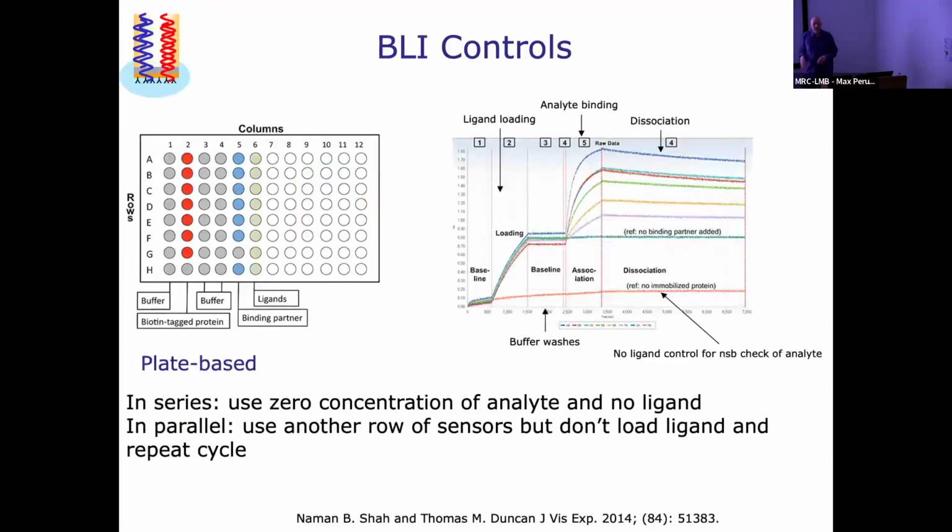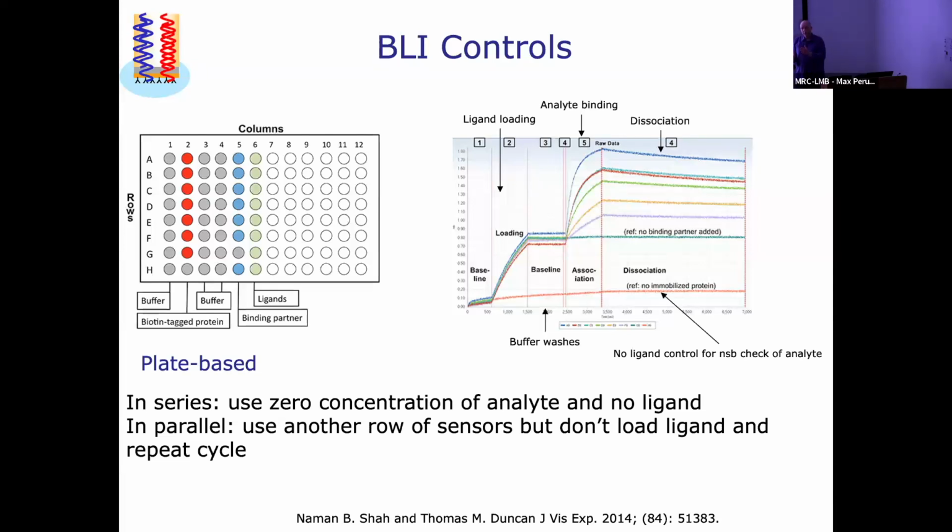Now for BLI, the controls are a lot easier. If you have the red column there, that's your ligand. One of the sensors will just go into buffer, so that's going to be unaddressed. Then when you put that into column 5, where you've got the binding partner, the analyte, you can see if there's any non-specific binding. Here in red, you can see there's no ligand, and there's no interaction with the analyte. And again, in channel 5, we've got spot G with just buffer, and we can look against what the background of the instrument is like.